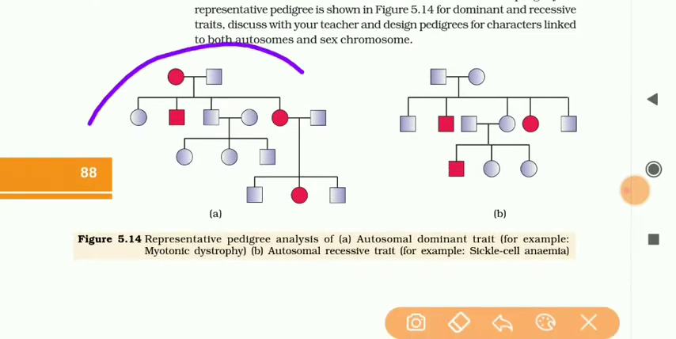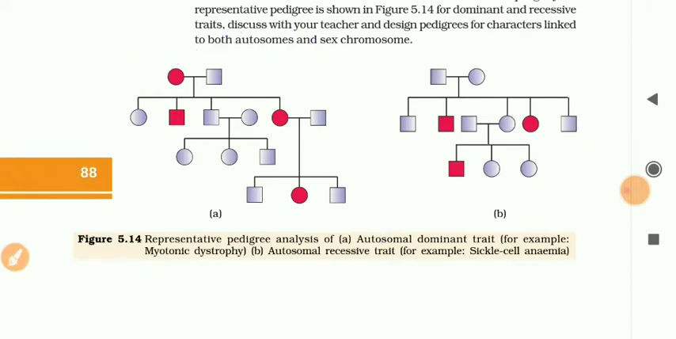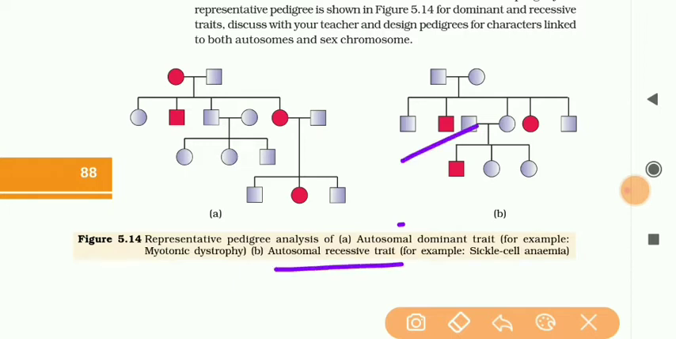Class, this represents the autosomal dominant trait for myotonic dystrophy. This type of pedigree analysis represents the autosomal dominant trait, for example myotonic dystrophy. And this shows the autosomal recessive trait, where sickle cell anemia is the example.